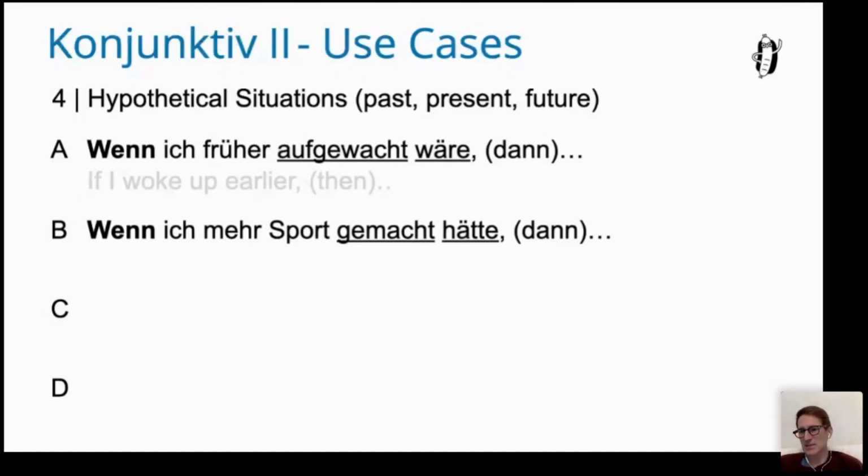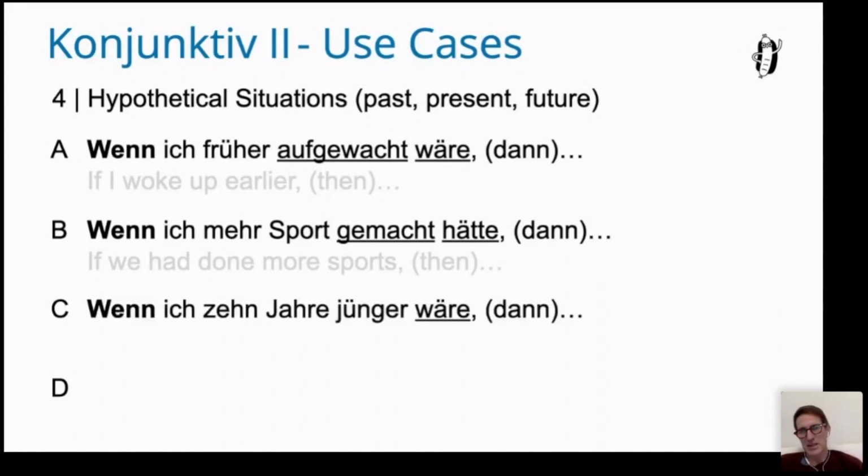So wenn ich mehr Sport gemacht hätte, sorry, before I had a different example, if I had done more sports, and literally if I would have done more sports, then yeah, I wouldn't have had time to learn German. 2 more examples. Wenn ich 10 Jahre jünger wäre, and you see the hätte gives away that that person didn't do more sports. The same with C. The wäre is clearly identified as conjunctive, so that didn't happen. And the wenn is another indicator for this hypothetical nature of this thing.